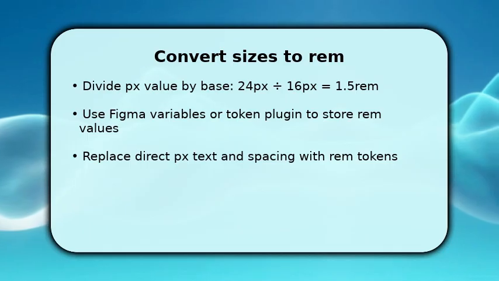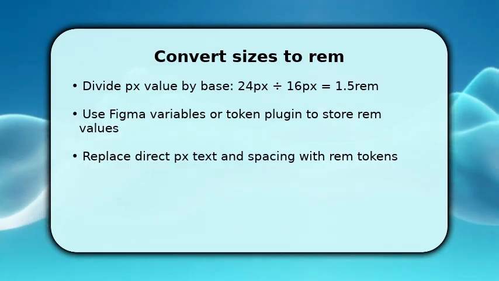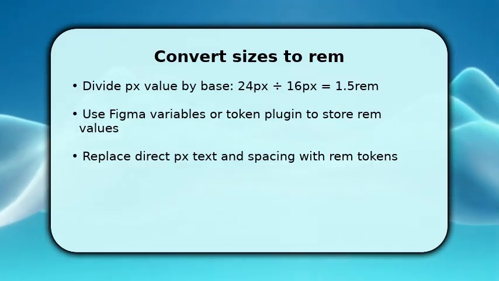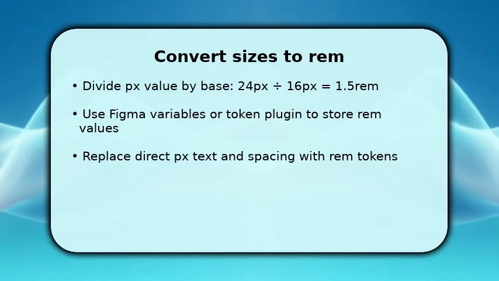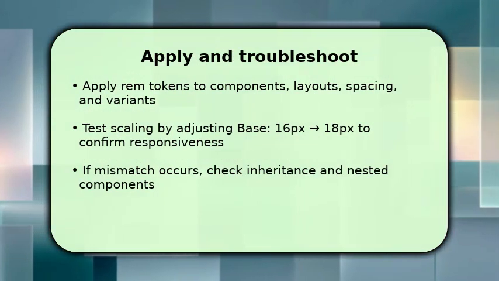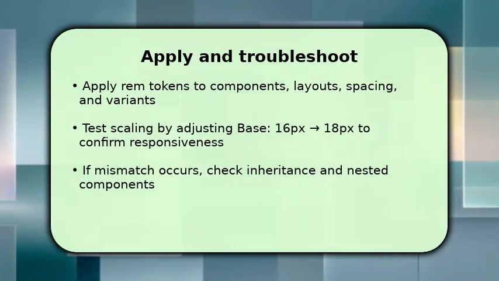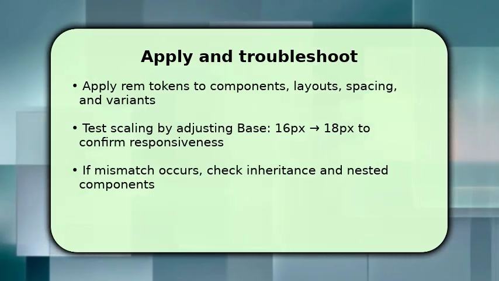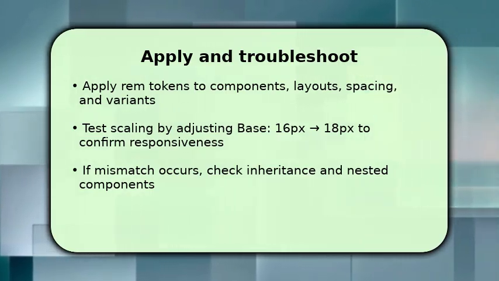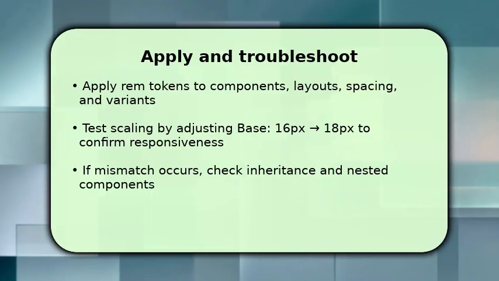This makes updates fast. When you change the base, everything scales. If you use plugins, automate conversions to reduce manual errors. Finish by applying your Rem tokens across components and layout constraints so spacing and typography inherit correctly. Once applied, test by changing the base font size, for example 16px to 18px, and verify elements scale as expected.